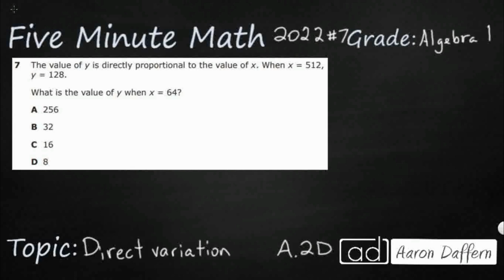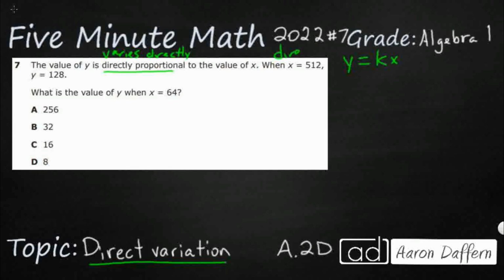So we have a simple statement here. The value of y is directly proportional to the value of x. So that's going to give us our clue that we're dealing with direct variation. Sometimes you'll see directly proportional. Sometimes you might see this phrase varies directly. Either one means the same thing, that you have a directly proportional relationship. So we're dealing with y equals kx. So this is our direct variation.